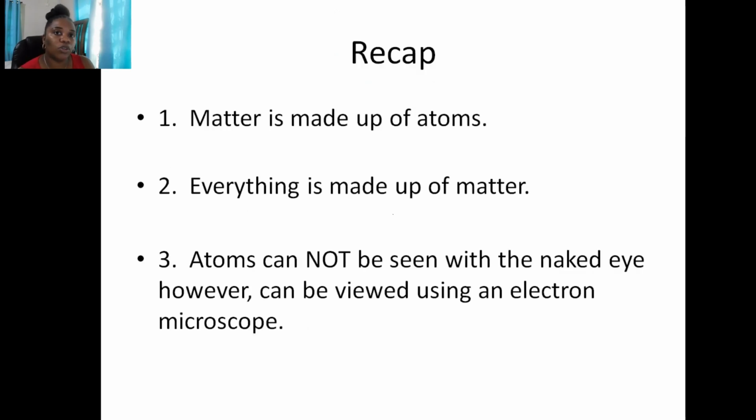Okay, so now you know how we came about with the idea that atoms exist and that matter is made up of atoms. We also know how they devised the way an atom would have existed, right? So those scientists and their studies gave rise to what we now know today as the atom. So we're going to do a little recap.